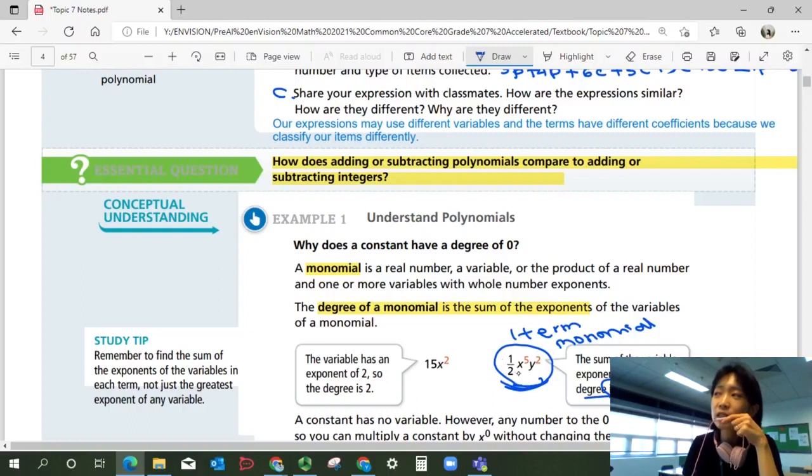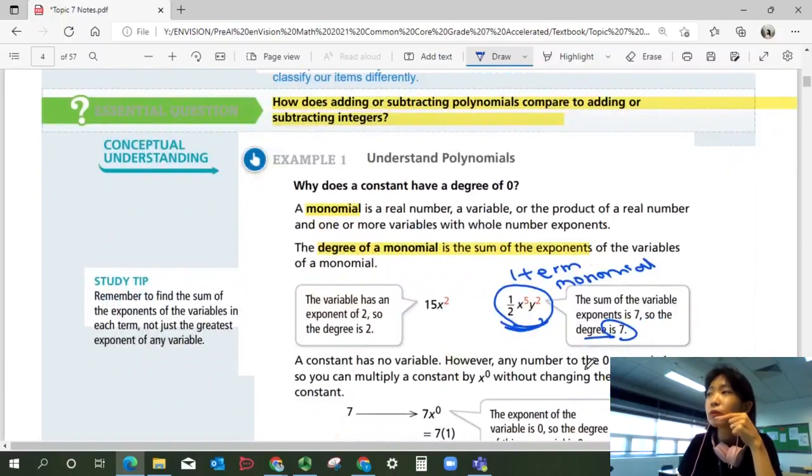Degree of x would be 5. Degree of y would be 2. But degree of this monomial altogether is 7. Okay? So remember to find the sum of the exponents in each term, not just the greatest one of any variable.